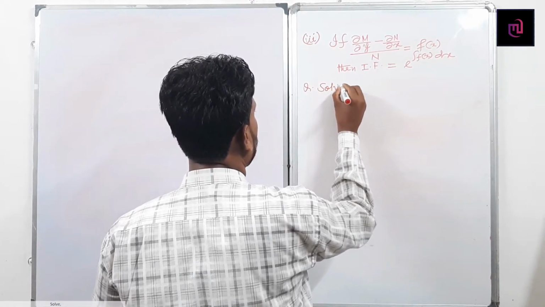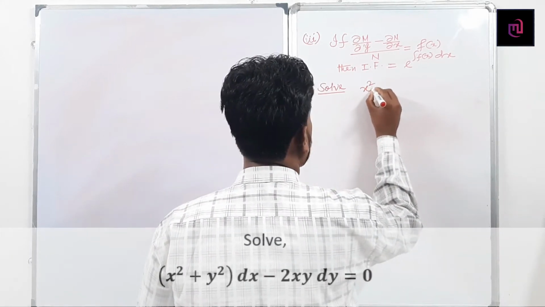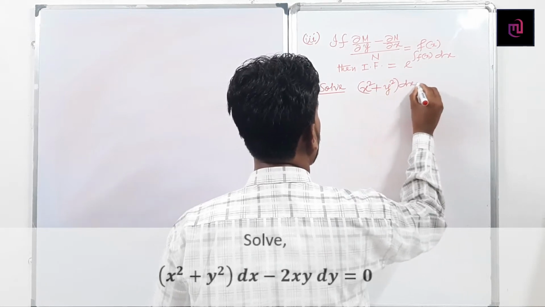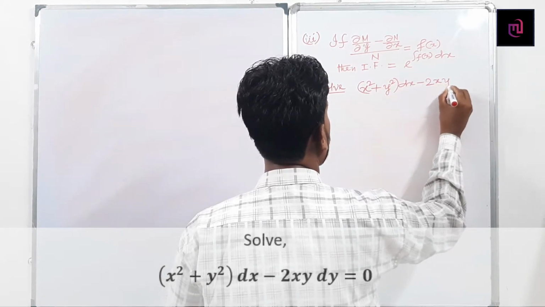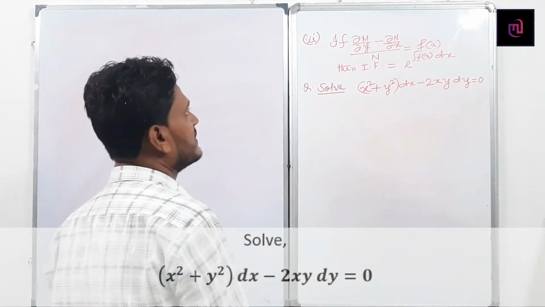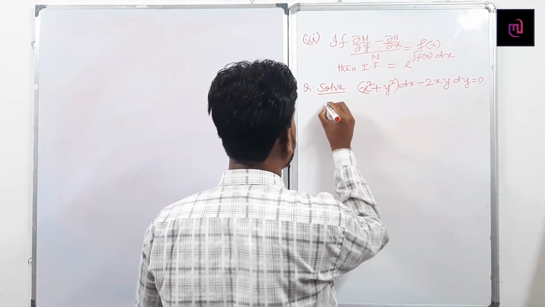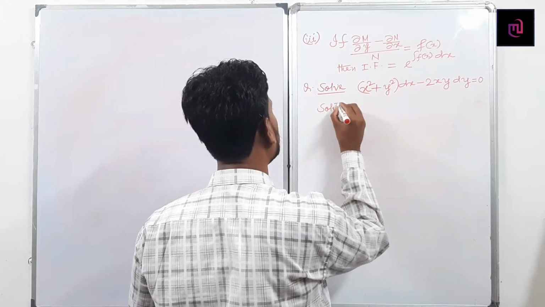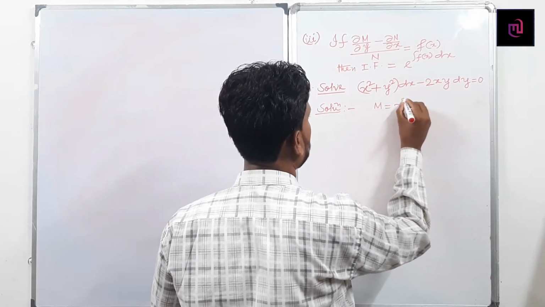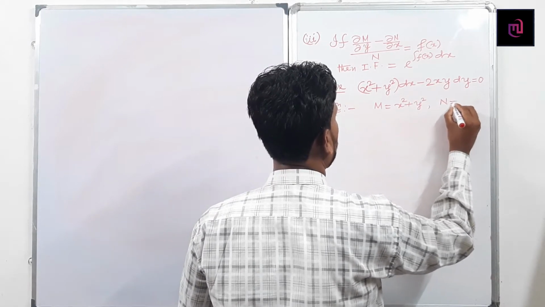So solve (x square plus y square) dx minus 2xy dy equals 0. Here in this case you directly mark it which is of the form. If I write the solution in this case, M equals x square plus y square and N equals minus 2xy.